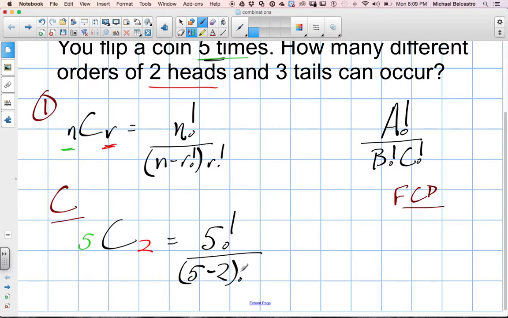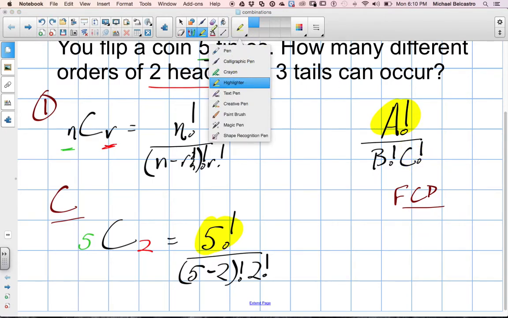All of that is factorial, so I kind of wrote that backwards. That should be outside of this, not inside. And then times r factorial, and r factorial is 2, okay? And I'm going to relate this to here. So it made sense when we had our A value was the total attempts. Yeah, there's 5 attempts.